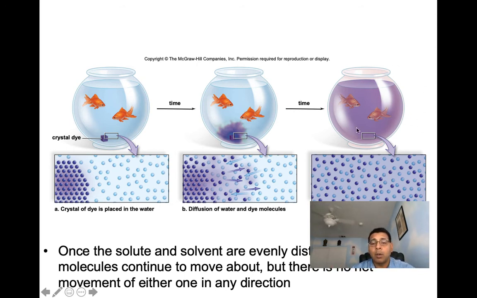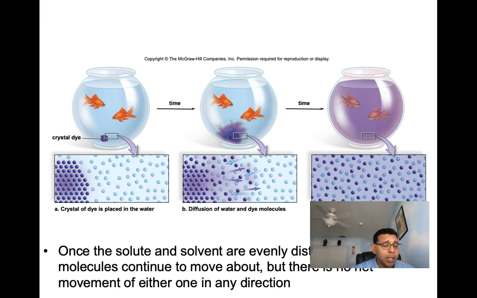And you can see here this whole fish tank becomes purple. All the water in the fish tank becomes purple. So this is diffusion. This can be observed when crystal dye is placed in water.